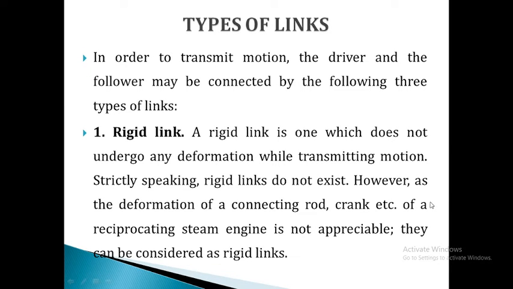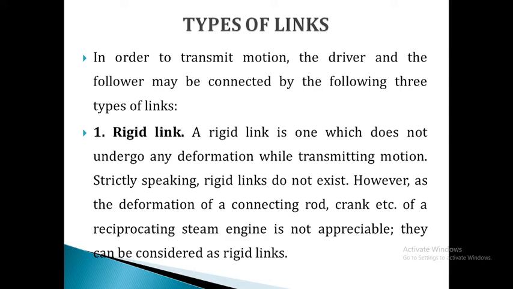Now the next topic is types of links. In order to transmit motion, the driver and the follower may be connected by the following three types of links. The first type of link is a rigid link. A rigid link is one which does not undergo any deformation while transmitting the motion. Strictly speaking, rigid links do not exist. However, as the deformation of a connecting rod, crank, etc., of a reciprocating steam engine is not appreciable, they can be considered as rigid links.